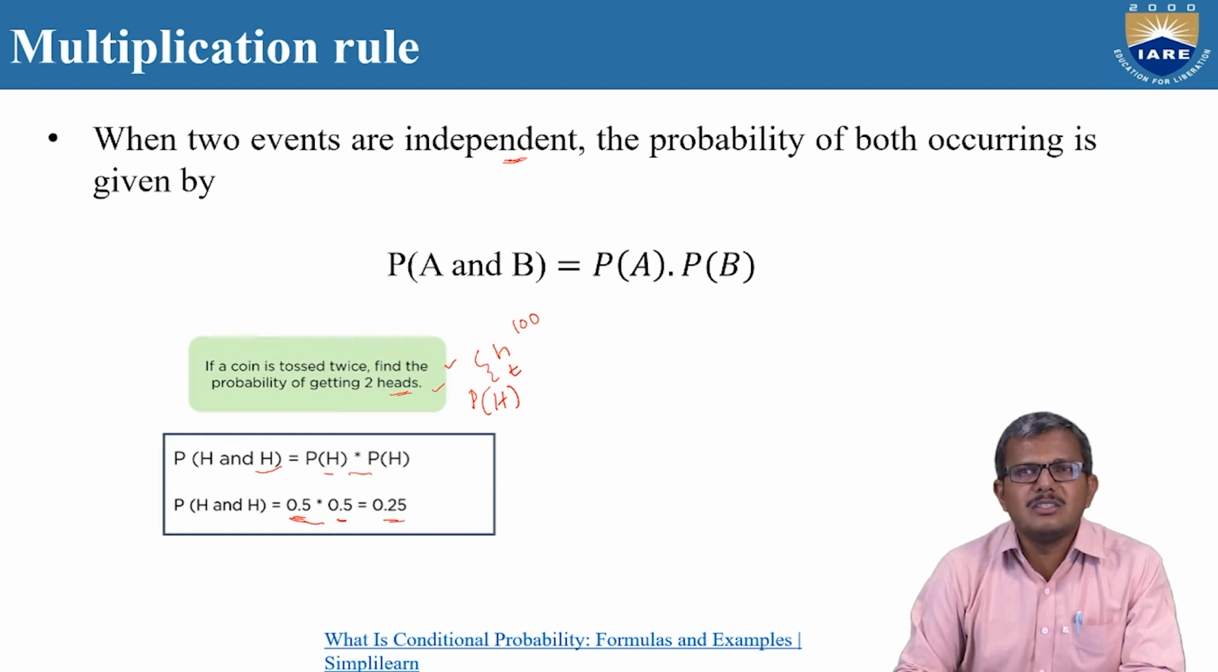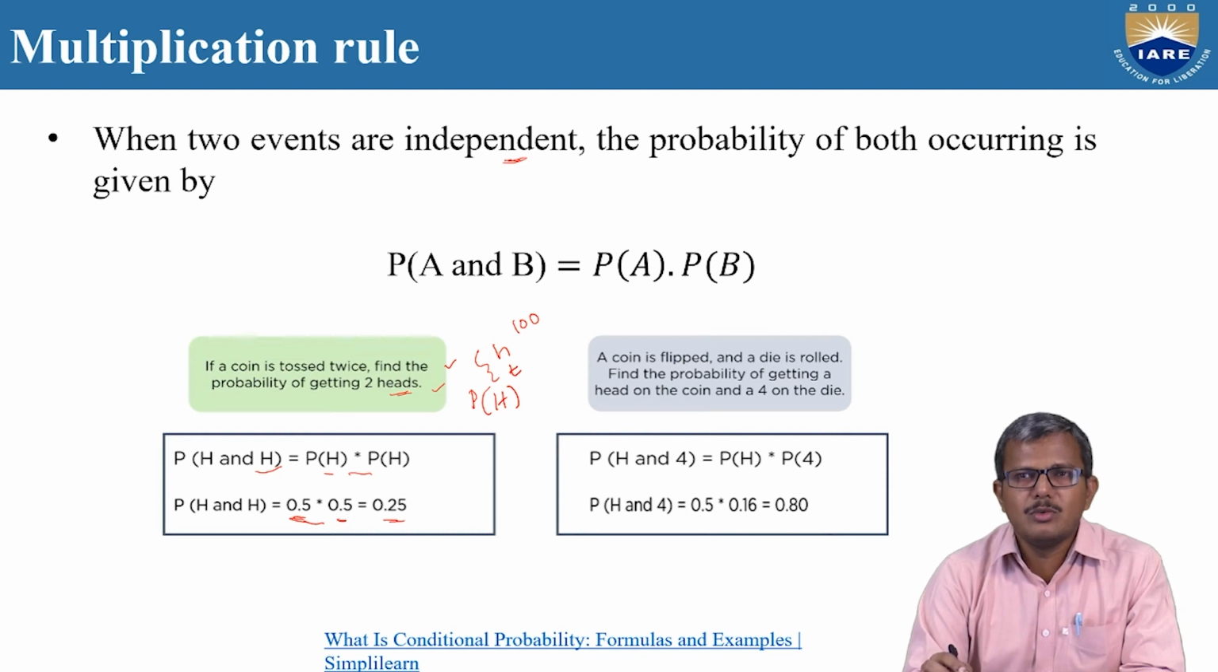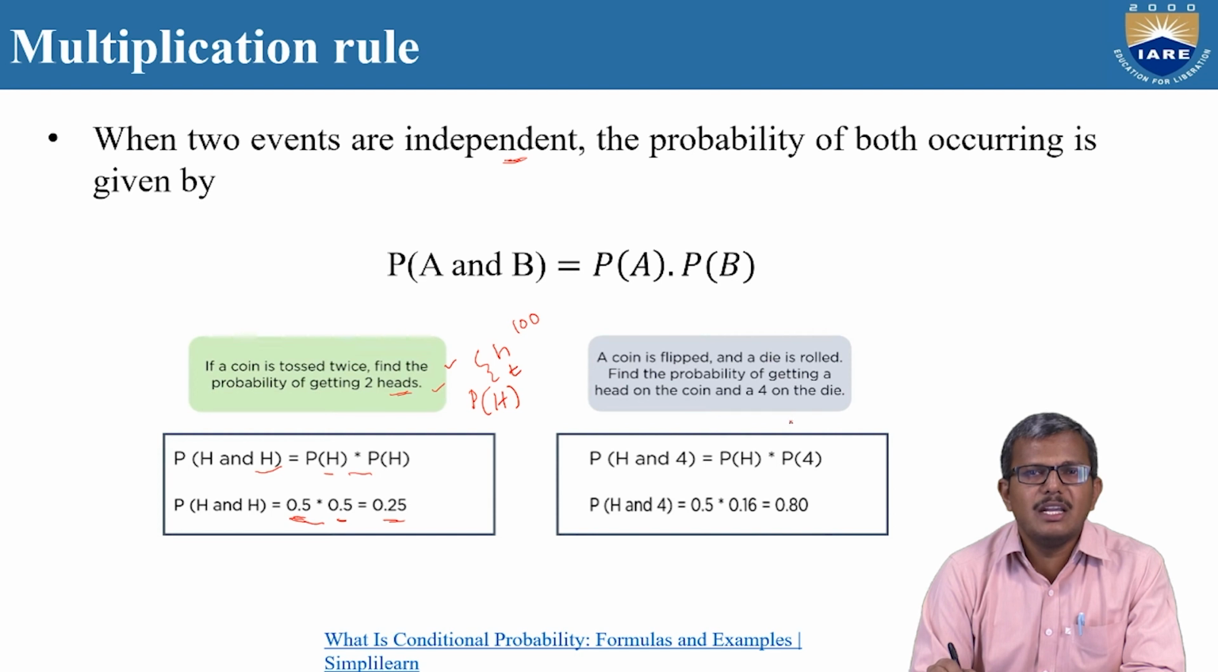Okay, that is one example. We will take another example. A coin is flipped and a die is rolled. We need to find the probability of getting a head on the coin and a 4 on the die. One is we are looking for the head, and the other is the probability of getting 4. It means the two are independent of each other. Tossing a coin is different and throwing a die is different, but together we are trying to do it. Why? Because these two are completely independent.